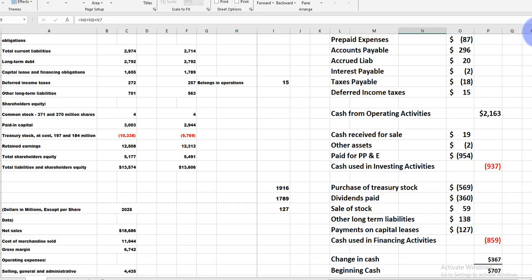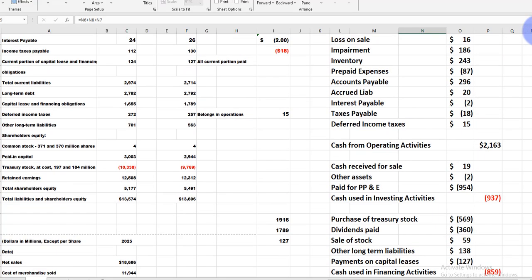Now, something interesting, okay, we notice no change in long-term debt. So no new borrowing there and no payments. Okay, so we can check that off as considered, but without any change, there's nothing listed on our cash flow.